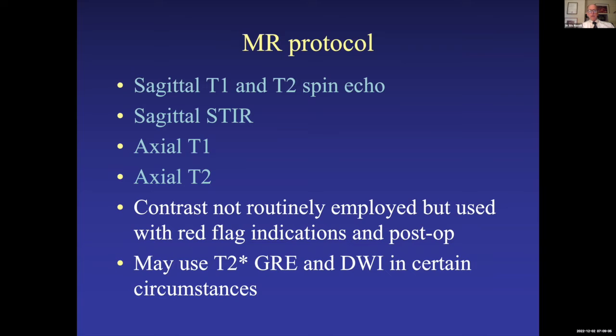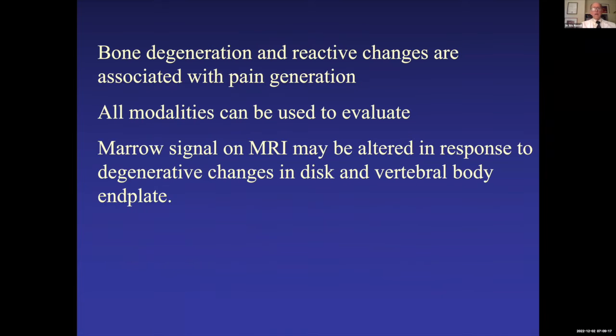And we may use gradient echo studies to look for hemorrhage. We may use diffusion sequences to look for ischemia of the cord, particularly in the conus, but those aren't part of our routine protocol. So bone degeneration, reactive changes may be associated with pain generation. And we can use all modalities to evaluate that, although bone marrow signal is best seen on MR, and in some cases, bone detail is best seen on CT.